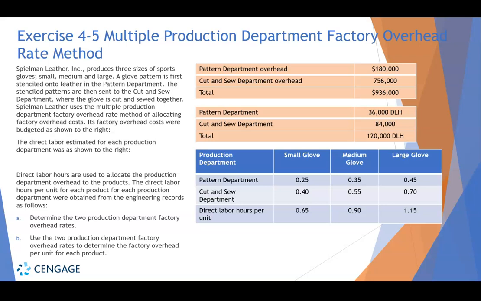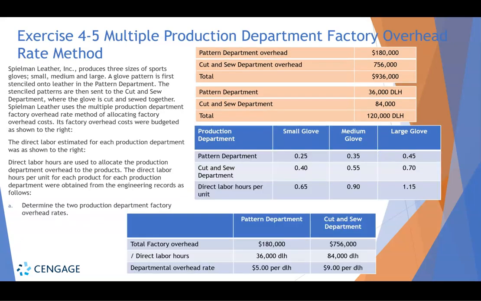First thing we're going to do is determine the 2 production department factory overhead rates. So what we'll do is figure out the total factory overhead for each department. We've got the pattern department has $180,000, the cut and sew $756,000. We have the direct labor hours for the pattern department and for the cut and sew department. If we take the overhead, divide that by the direct labor hours, we come up with departmental overhead rates: $5 per direct labor hour for the pattern department and $9 per direct labor hour for the cut and sew department.